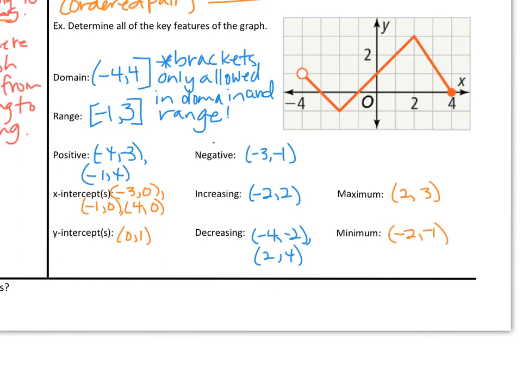Notice the graph is increasing between -2 and +2 on the x-axis. That's the only time the graph from left to right increases in value. It decreases 2 times at the very beginning of the graph from -4 to -2 on the x-axis. And then over on the right, when x equals 2 to x equals 4, the graph is also decreasing in value. Last but not least, our maximum or our high point is at 2, 3, and our minimum is at -2, -1.